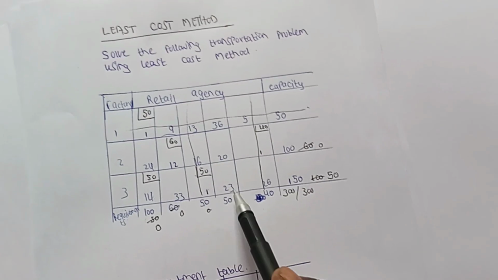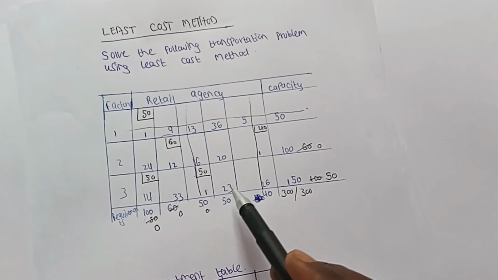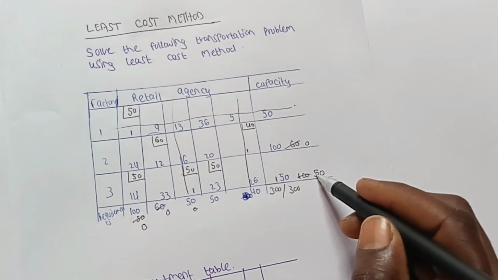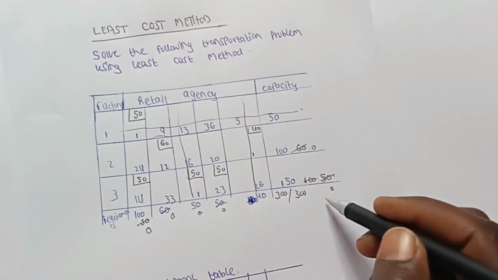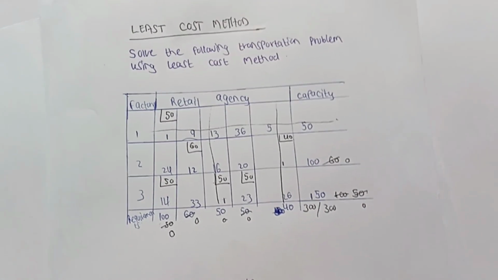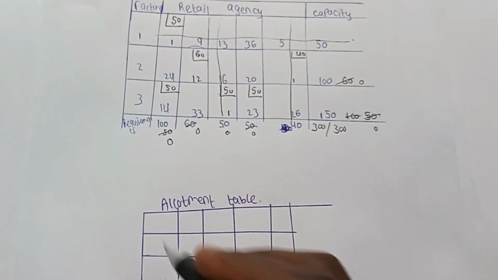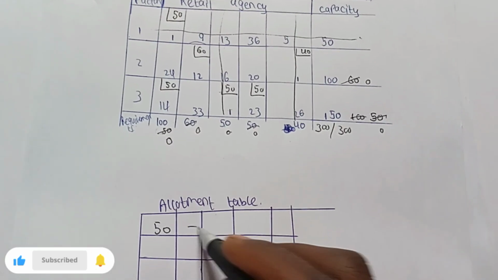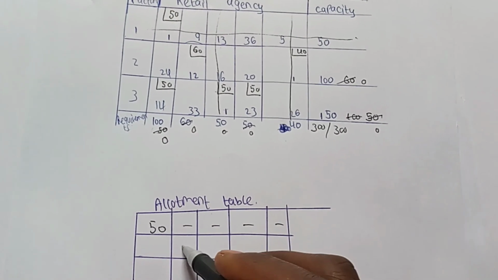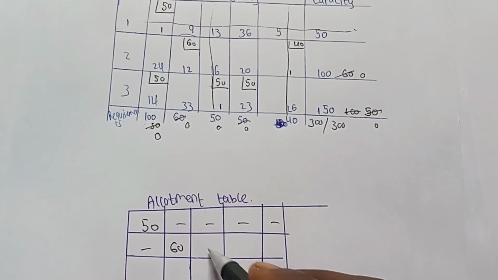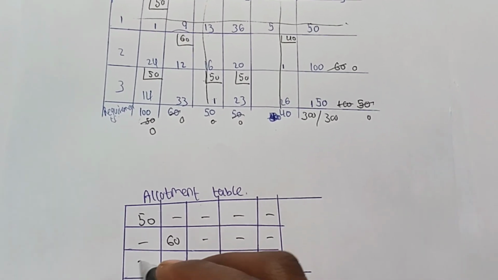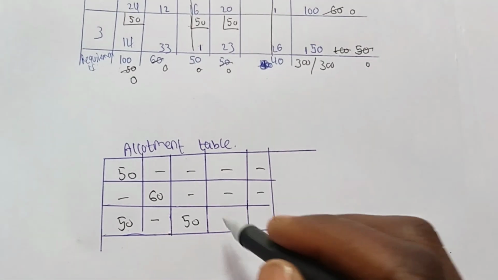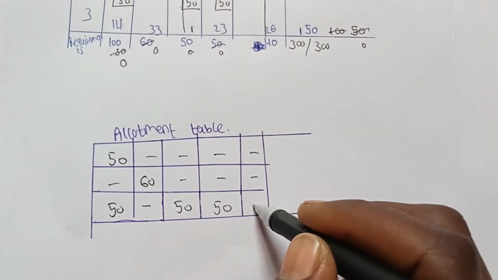Again, we look at the least number. The least between 33 and 23 is 23, so we allocate 50 here. So here is 50 and here is 50, and both will remain 0. So our allotment table will be this: the one we have allocated in this row and this column, here we have not allocated anything. Next, here we have allocated 60, here nothing. Here we have allocated 50, here nothing. Here we have allocated 50, here 50, and here nothing.